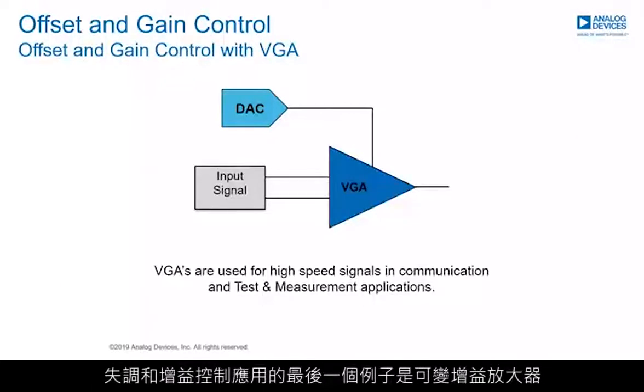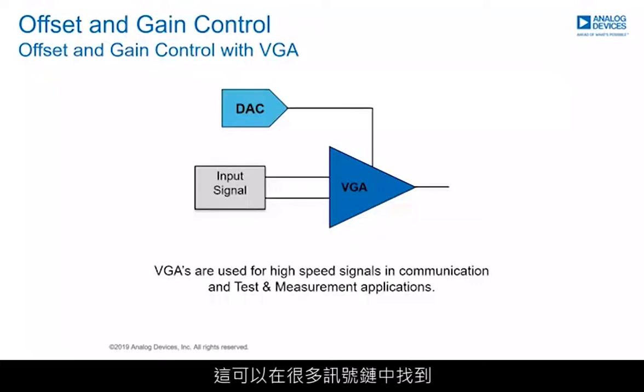The last example for offset and gain control applications is a variable gain amplifier, and these can be found in many signal chains where they are used to amplify high-speed signals in communication and test and measurement applications where precision gain control is needed. The primary signal to be amplified is connected on the positive and negative inputs, and gain is controlled within the VGA. The DAC output is just to adjust the gain of the amplifier circuit and so the primary signal passing through. The DAC sets the voltage level on the gain pin of a VGA.